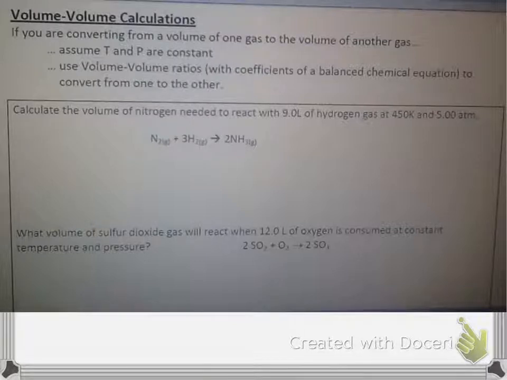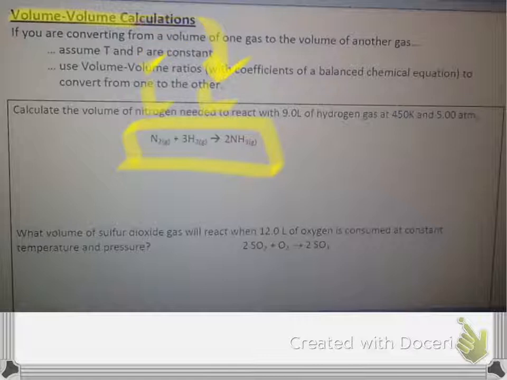All right. Now what we're going to do is look at the last type of stoichiometry problem, a specialized type called a volume-volume calculation. If you have a balanced chemical equation, and you're given the volume of one gas, let's say liters of one gas, and you're asked to calculate liters of another gas, you're going from volume of one gas to volume of another gas.